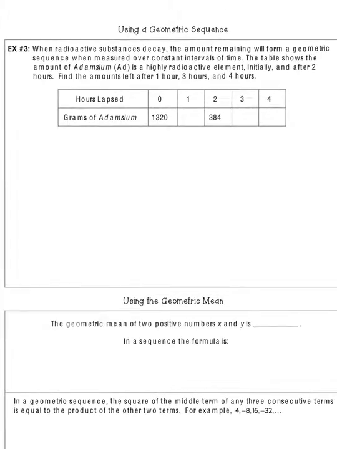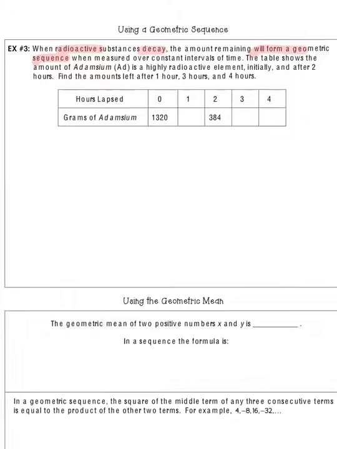In this page, you got a couple of interesting things. First and foremost, when a radioactive substance decays, the amount remaining will form a geometric sequence. So that's important. Radioactive decay, it will form a geometric sequence. So anytime that you see in the future a radioactive decay problem, you know you have a geometric sequence. You will not necessarily be told that again.